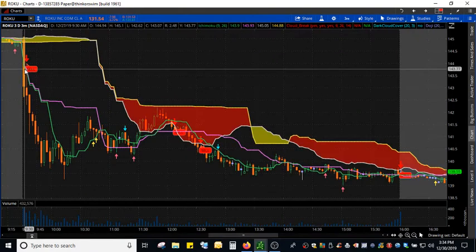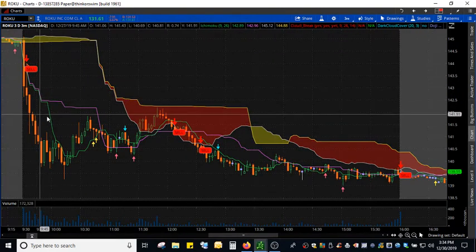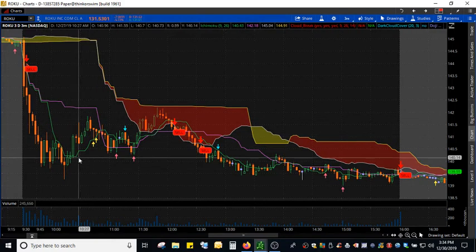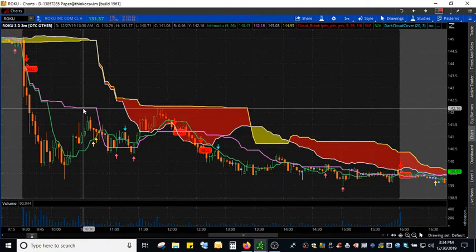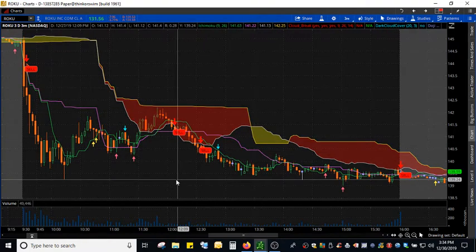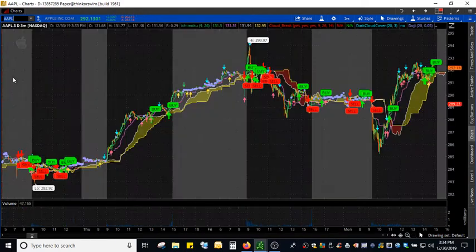Like I said, on puts, if the purple line crosses below the red line or the green line, that's an entry. Stop out when it closes back above the purple line. For calls, it's the opposite. We'll go back to Apple and look at that one again so I can show you.